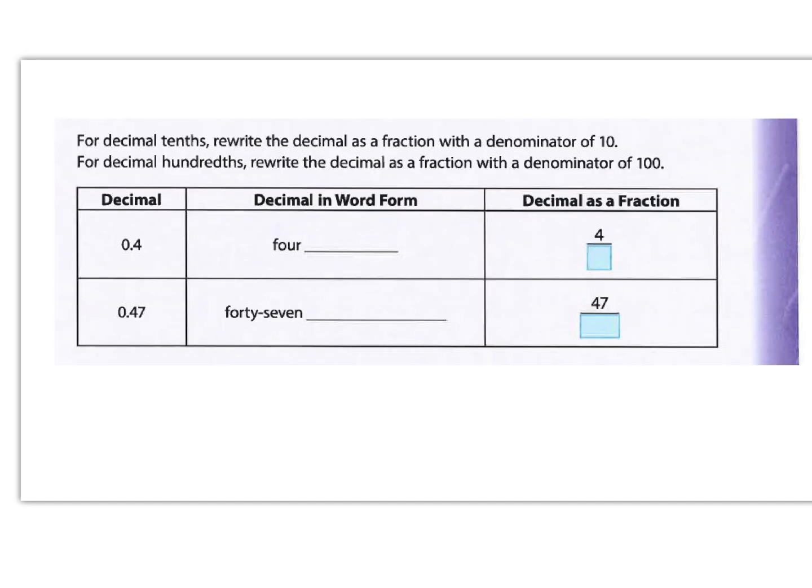So this says, for decimal tenths, write the decimal as a fraction with a denominator of 10. For decimal hundredths, rewrite the decimal as a fraction with a denominator of 100.